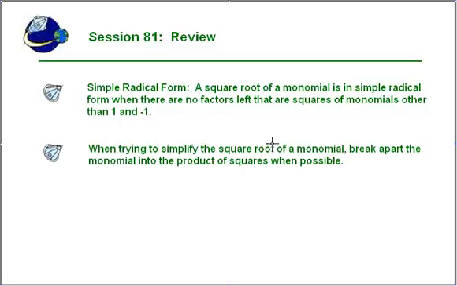a square root of a monomial is in simple radical form when there are no factors left that are squares of monomials other than 1 and -1. And then lastly, when trying to simplify the square root of a monomial, if possible, break apart the monomial into the product of squares, because the square root of a square is just going to be that square root itself. That'll help you simplify your monomial squares.